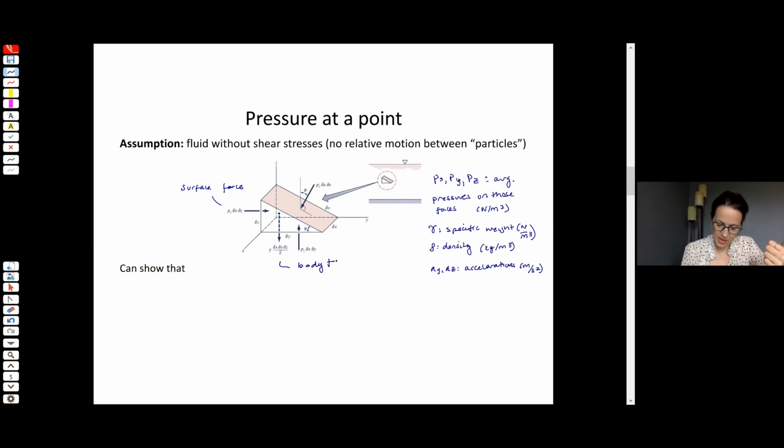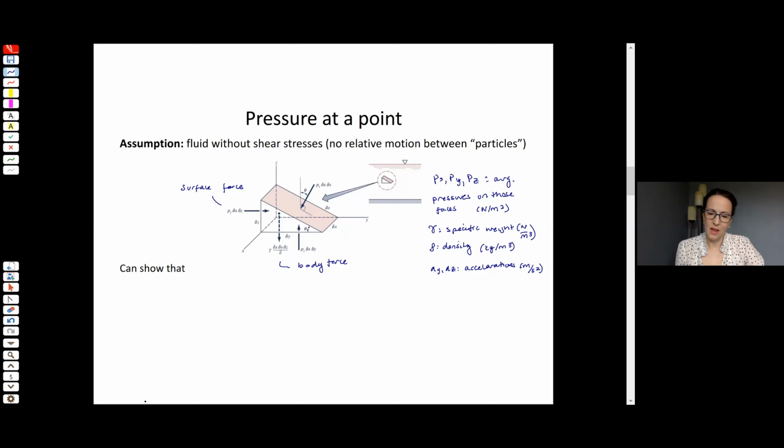And does anyone know what that means, a body force? The definition of a surface force is that it's proportional to the area, to the size of the surface. Do you remember from physics what a body force means? Yes, so I've got a comment here. So it's proportional to the weight or the volume, right? So surface forces proportional to something that goes like length squared. Body forces proportional to something that goes like length cubed.